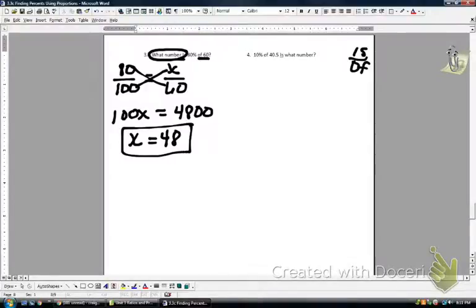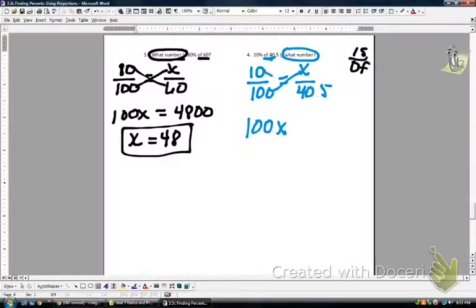Okay, let's look at the next one. And if you've already done these and you kind of want to fast forward through the explanations, you certainly can. So start with my percent. 10% is 10 over 100. Then is what number? I don't know. So that goes x. And then of is 40.5. Cross the equal sign and multiply. Cross the equal sign and multiply. 40.5 times 10 is 405. Then divide both sides by 100. X equals 4.05.